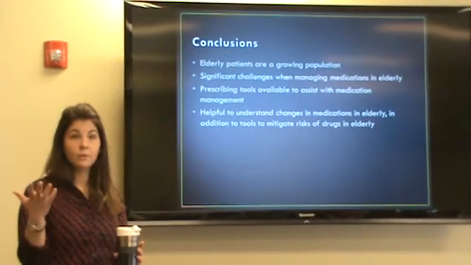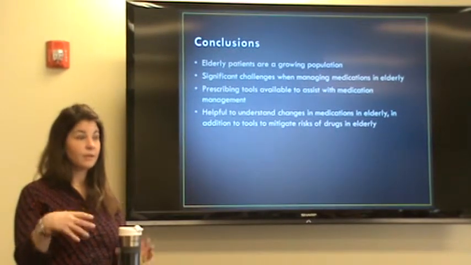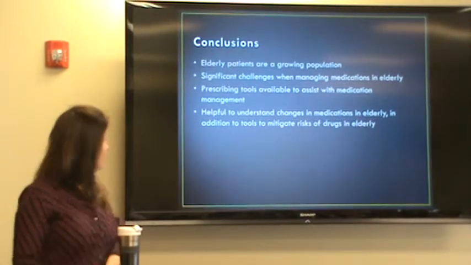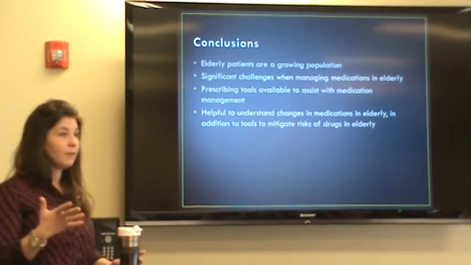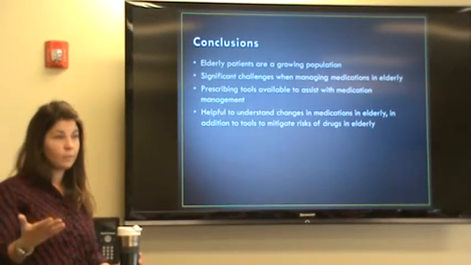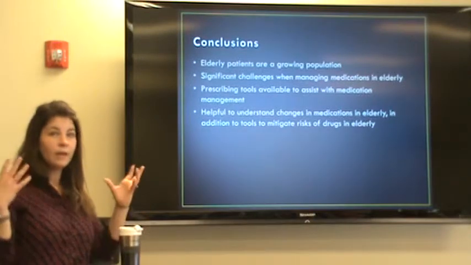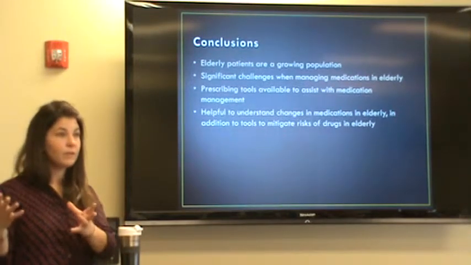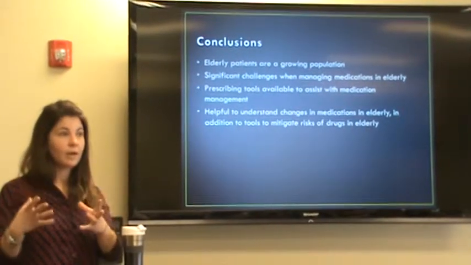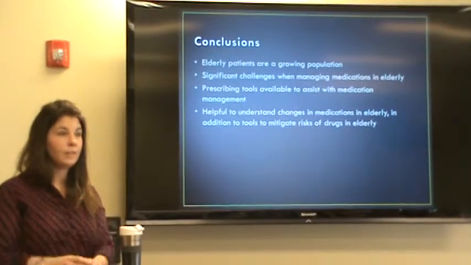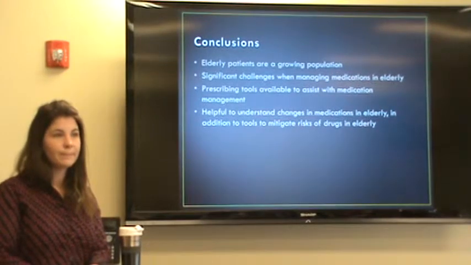Like there are some nice tools like the Beers criteria and the START/STOPP criteria to help us use more appropriate medications in these patients. And I was bringing this information here to give you a more well-rounded view of the patient, because in terms of healthcare, it's really moving towards team care of a patient, right? By understanding all the different parts of the patient and the team, I think we can give better patient care.